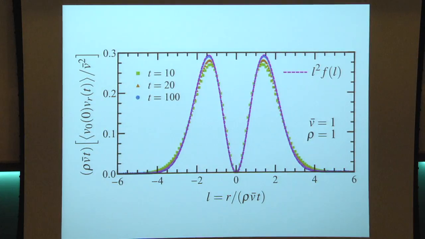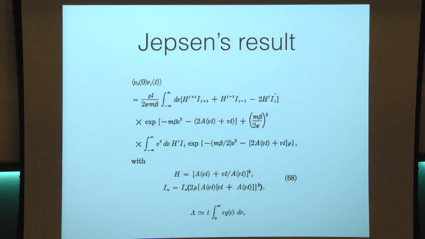If you plot it, this is for the Gaussian. This is equivalent to these two sound peaks moving away in the hydrodynamic case, which is much more complicated, but here it's much simpler. Essentially these two peaks are moving away, and if I don't scale it, it will go like t. In fact, this object in some form is not new. It was a result by Jepsen.